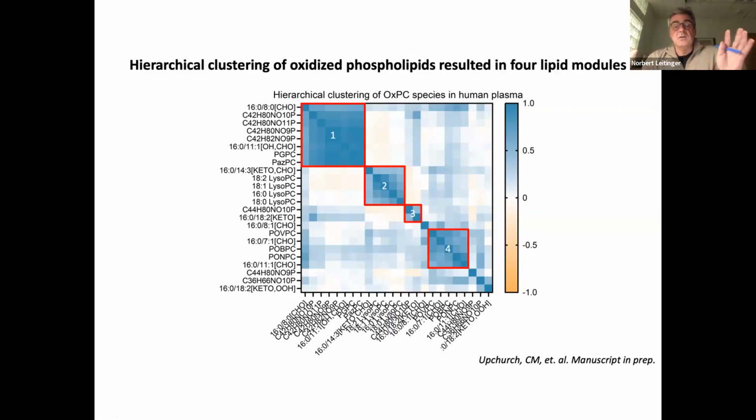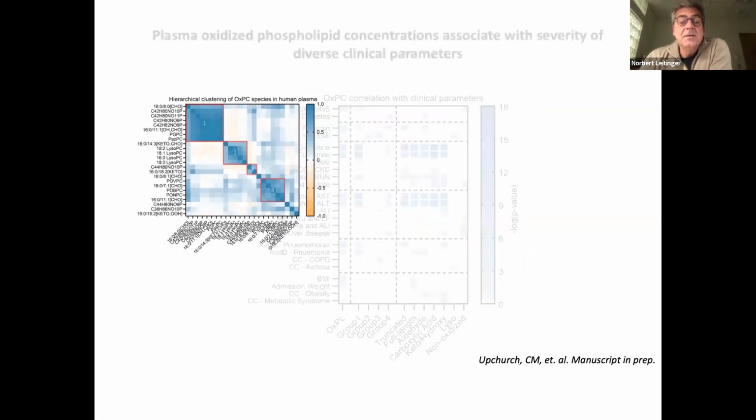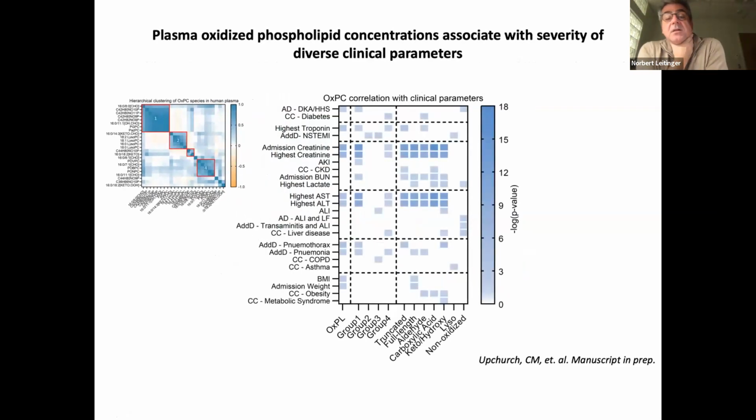So by just taking, unbiased, these 4 clusters and correlating each cluster with disease and pathological parameters in these patients, we get something that looks like this. So we have the different clusters here, group 1, 2, 3, 4 on the bottom. We also can manually just select all the truncated lipids, all the full-length lipids, and correlate all the aldehydes that we defined, all the carboxylic acid containing, all the gamma ketol and lysolipids, and the non-oxidized.